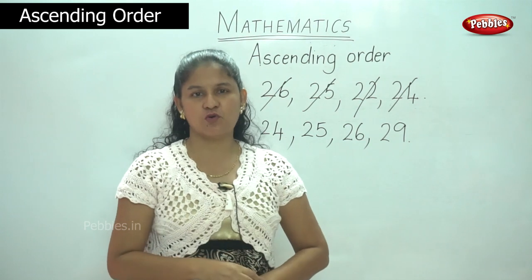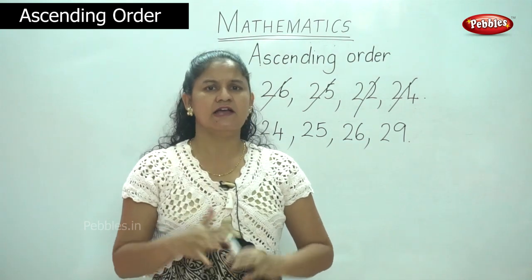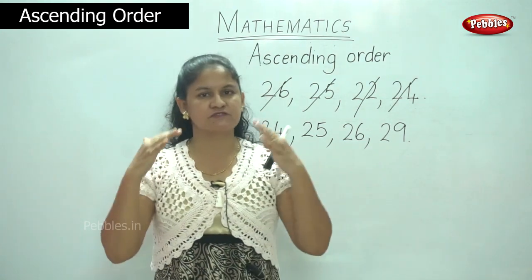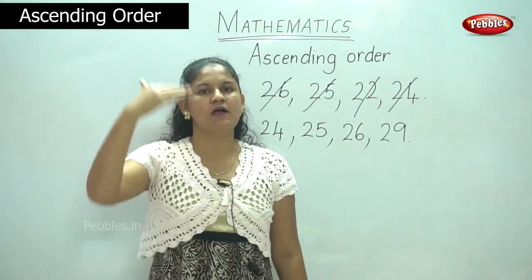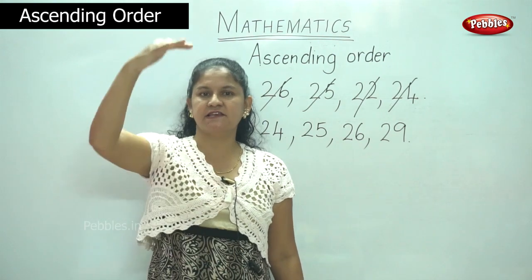So now I hope you have understood the ascending order. Ascending order is nothing but from small to big. That is from bottom to top. We have to go higher. This is known as your ascending order.